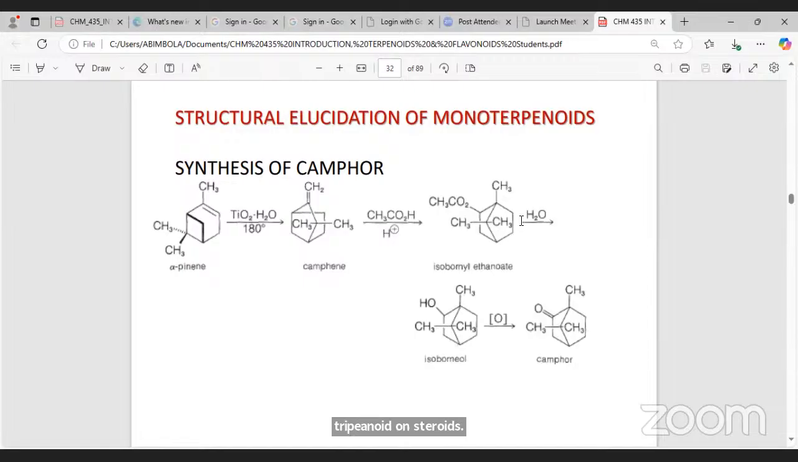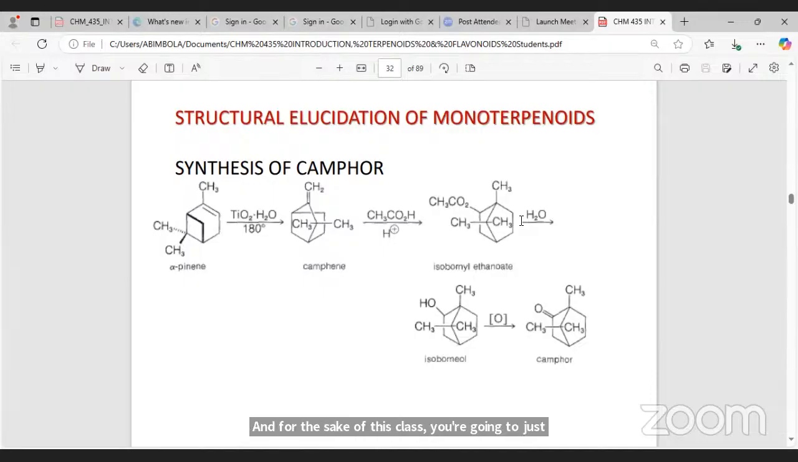Then I went further to let you know that the basic unit of all terpenes is 2-methylbutadiene, which is the isoprene unit. The IUPAC name is 2-methylbutadiene. Then we went further to talk about examples of monoterpenes. We have acyclic, monocyclic, and bicyclic. And for the sake of this class, you're not going to go beyond bicyclic.